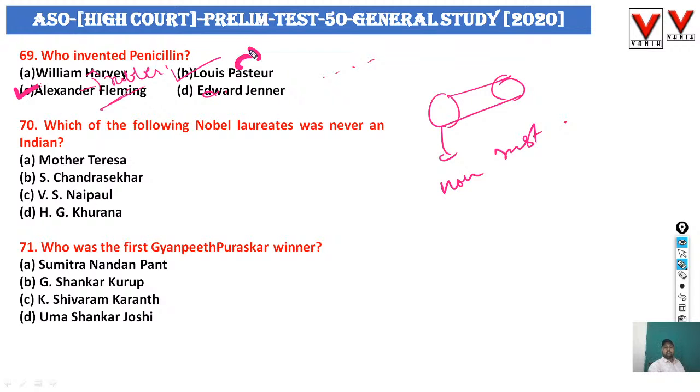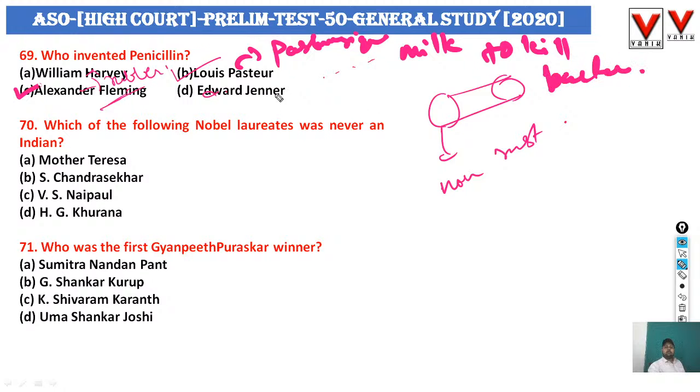Louis Pasteur went for the pasteurization method. Milk you pasteurize to kill bacteria. Edward Jenner invented the vaccine, the vaccine for smallpox. Fine. So the answer to this question is option C, that is Alexander Fleming invented penicillin.